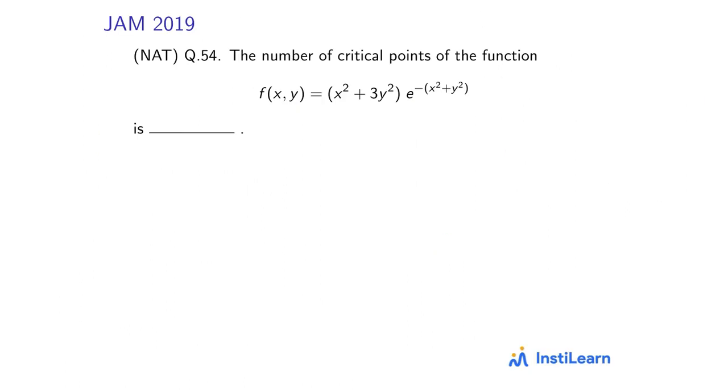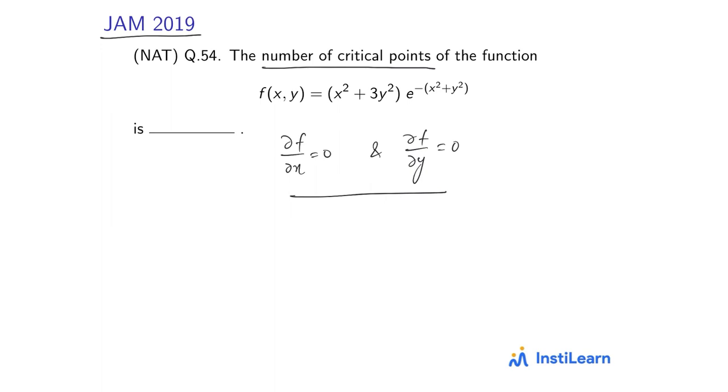Moving on, this is a question from JAM 2019. It is again a 2-mark numerical answer type question. In this, you need to find the number of critical points. So you just need to find the solution of those two equations: del f by del x is equal to 0 and del f by del y is equal to 0. You need to solve these and find the number of critical points. So I am leaving this question for you guys to try.